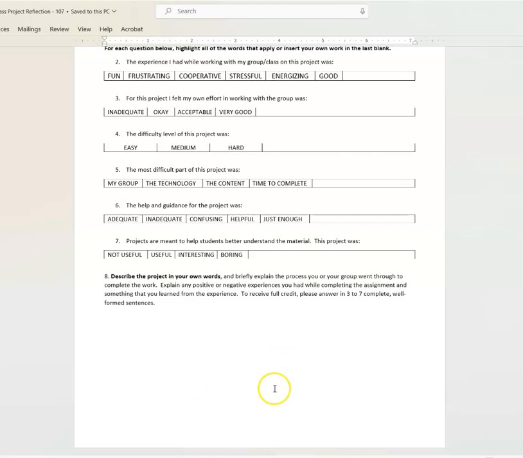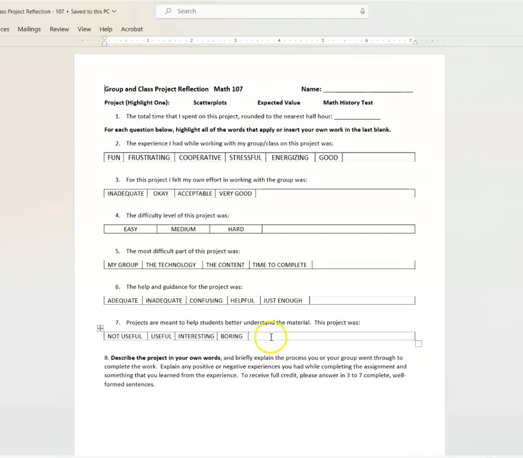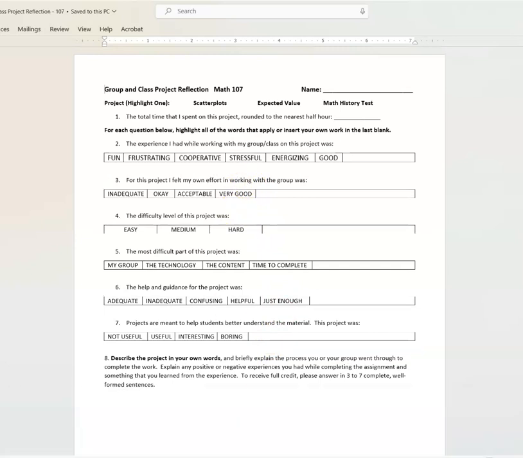It isn't really a place to dump on your group. It could be that you had a negative experience because it was difficult scheduling with your group. Please don't call anyone out in your explanation.